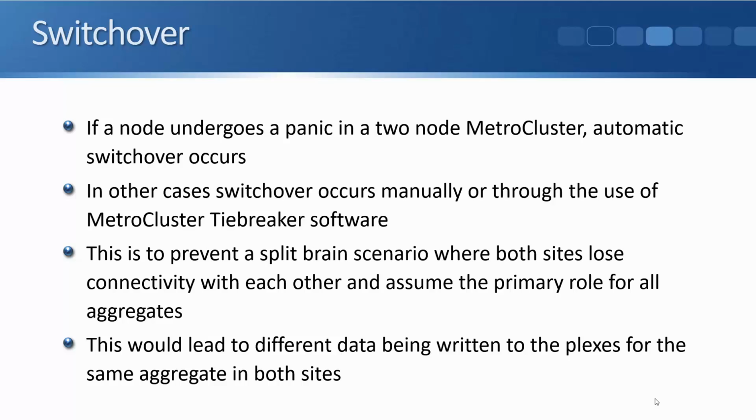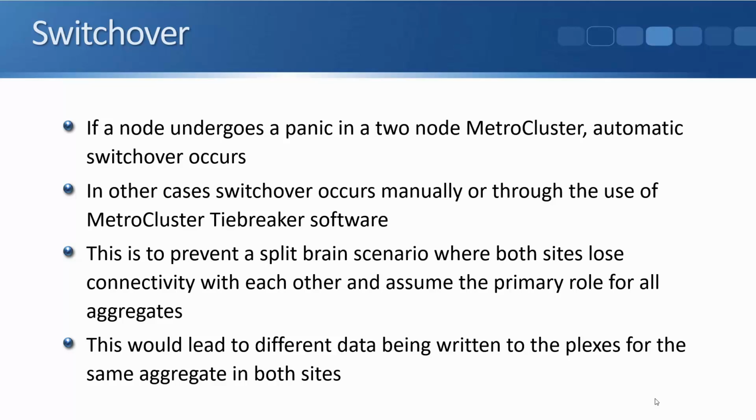Let's look to see what we do if we actually do lose a site now. If a node undergoes a panic in a 2-node MetroCluster, then automatic switchover will occur. For sure, we would want a switchover if that situation happens, so that's why it happens automatically. In other cases, switchover occurs manually or through the use of MetroCluster Tiebreaker software.